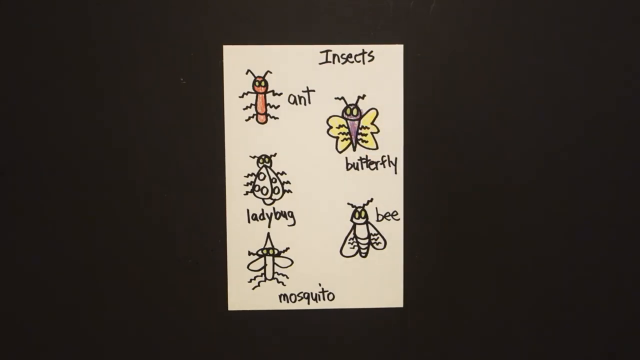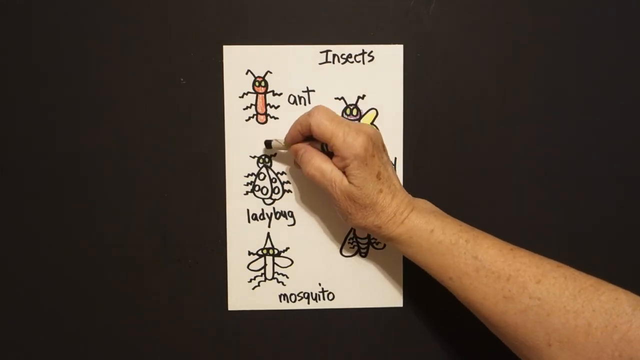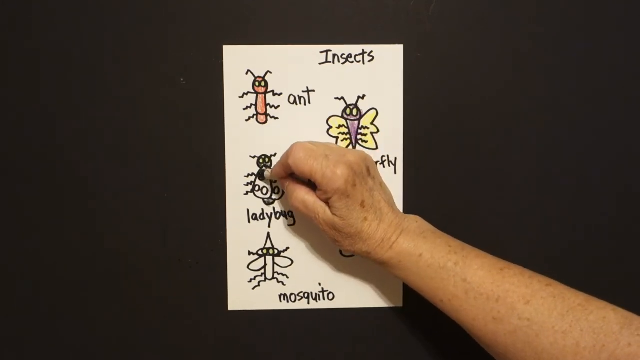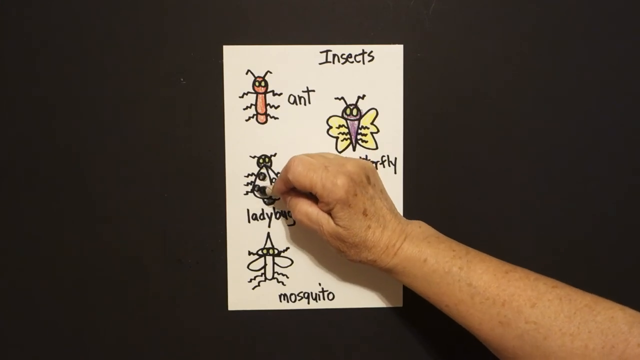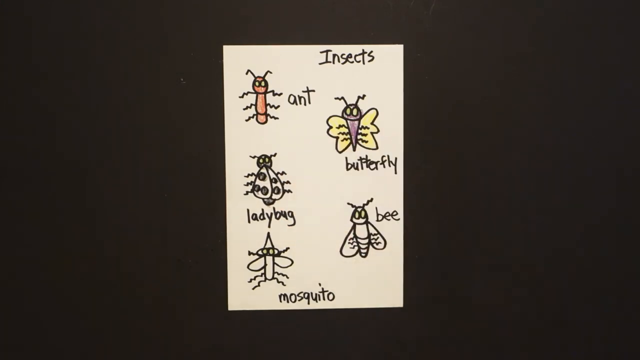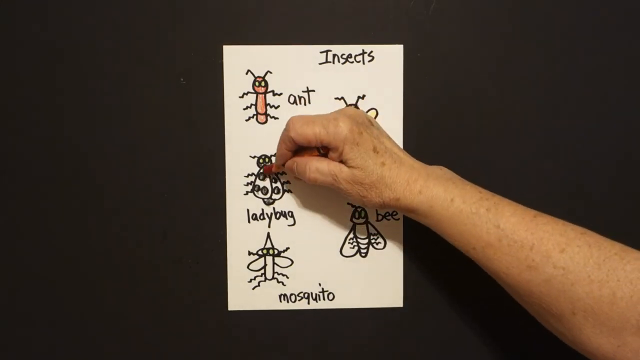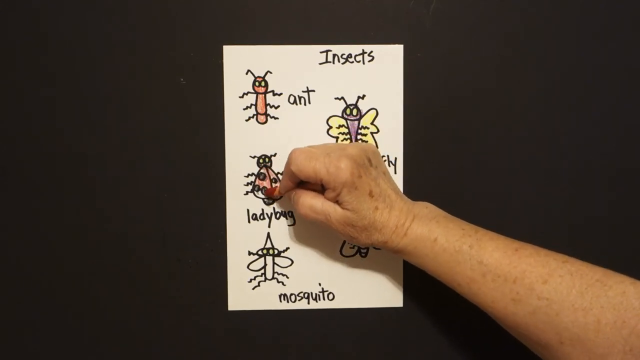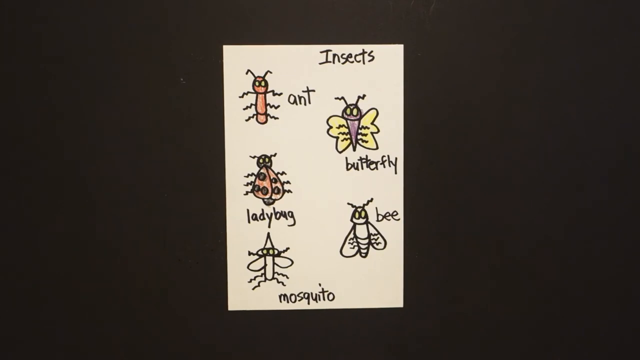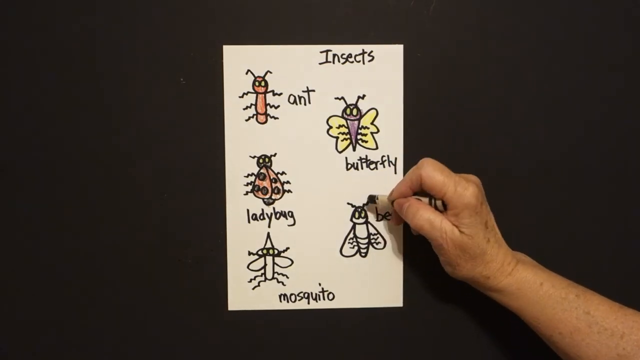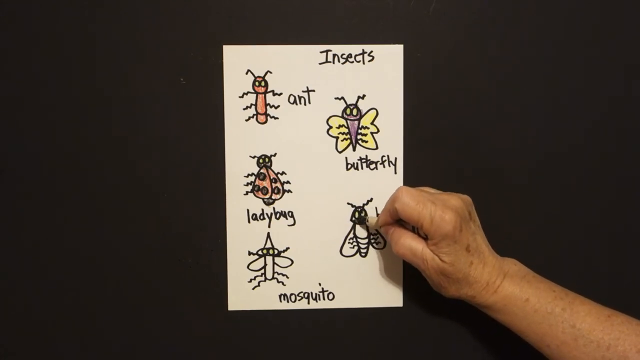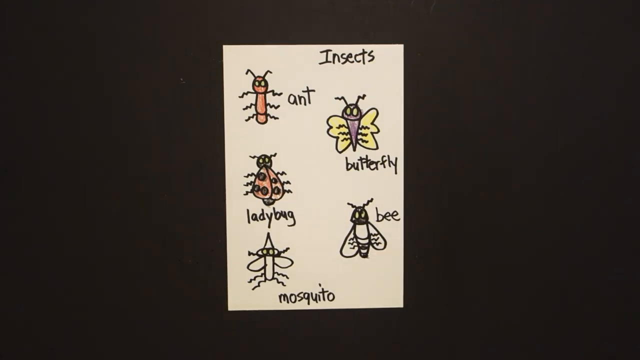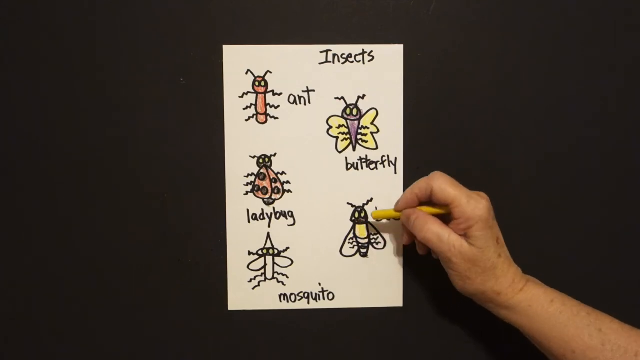Okay. Next, I come to my ladybug. I'm going to do the head. This space, black, down below, black, and my baby circles, black. Then I come in with my red, and I do these spaces red. Okay? Next, I'm going to do my bee. So the head, I'm going to make black. And I'm going to make some of my stripes black. I'm going to do the inside part yellow. I'm going to leave the wings alone.